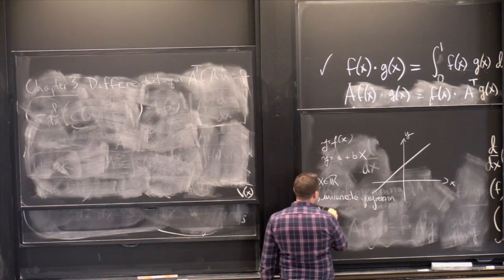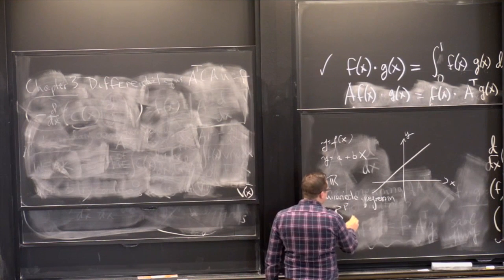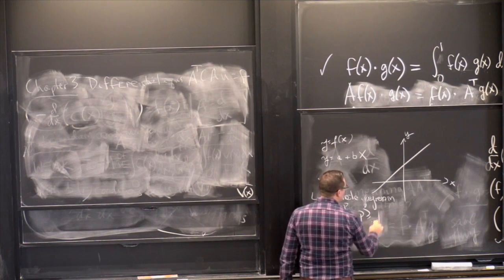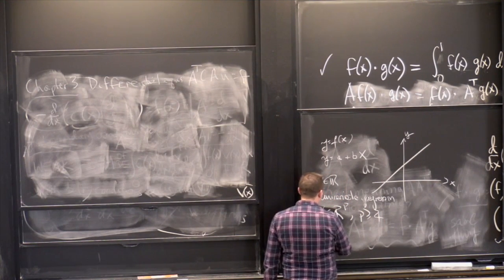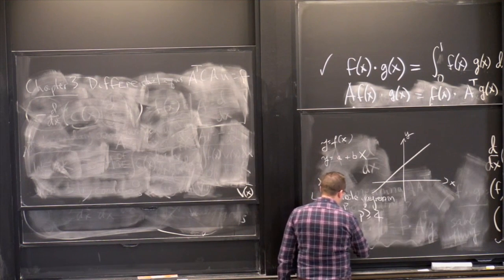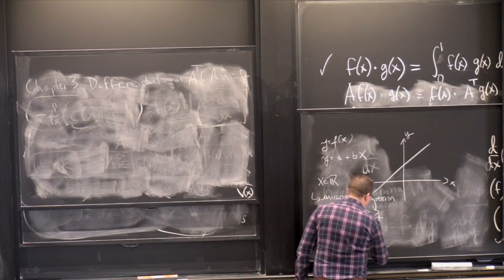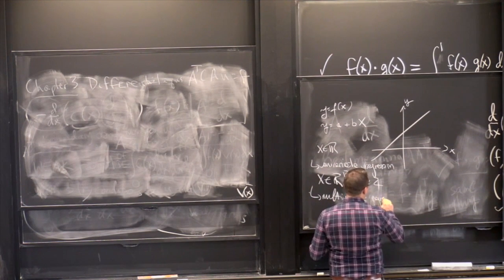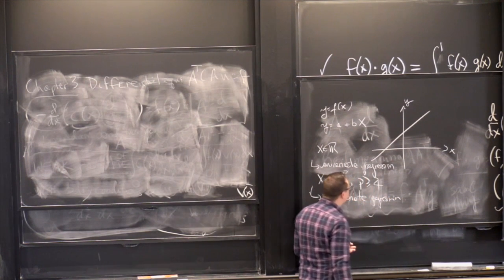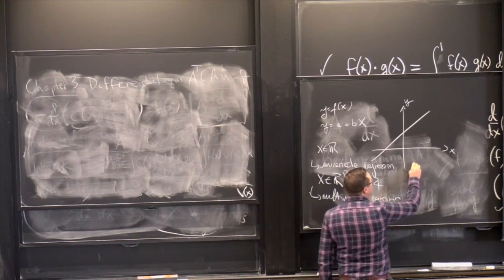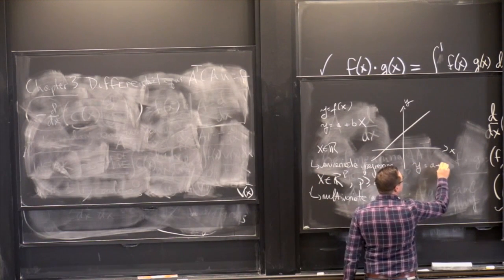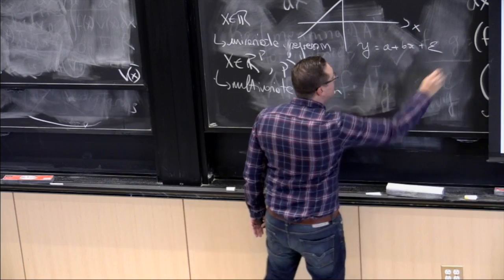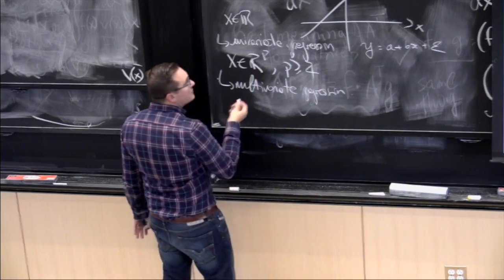And when x is in R^p, for p larger than or equal to 2, this is called multivariate regression. Okay, and so here we're just trying to explain y is a plus bx plus epsilon. And here we're going to have something more complicated.